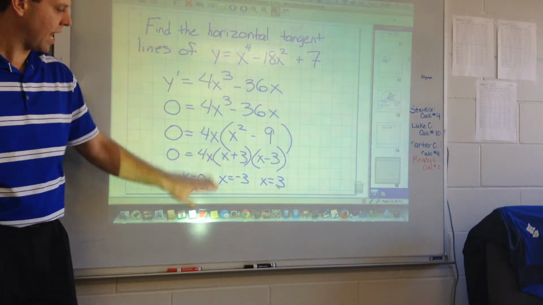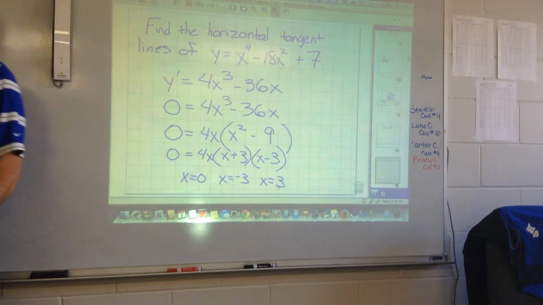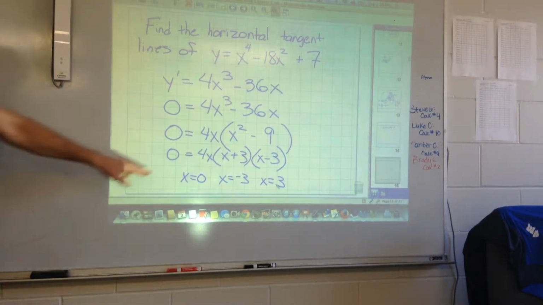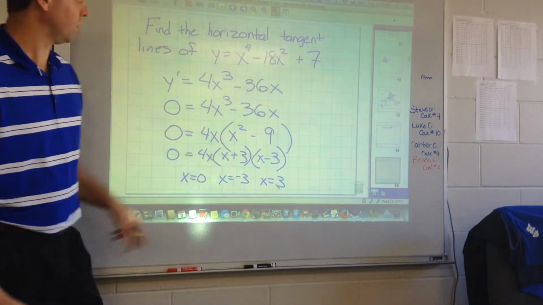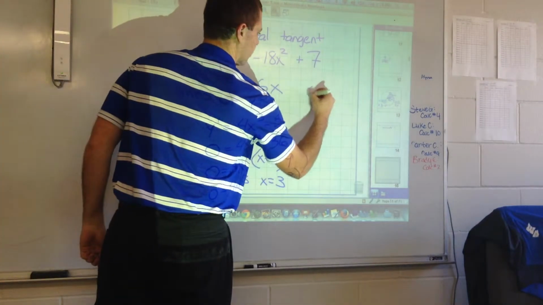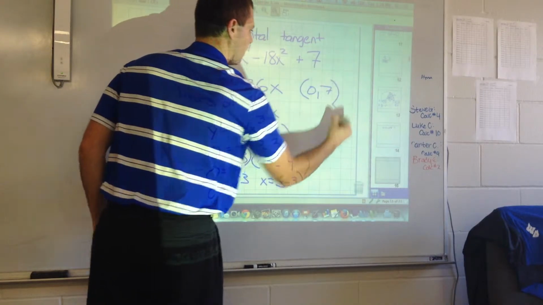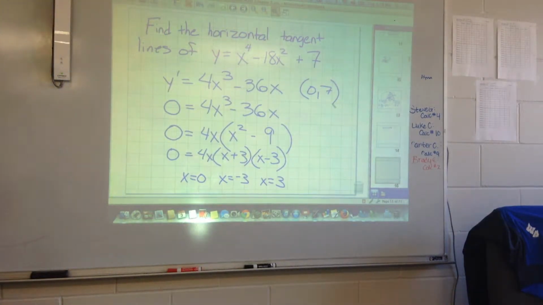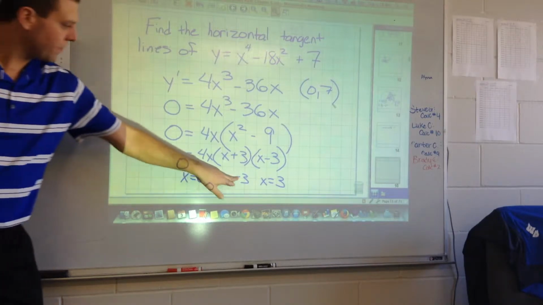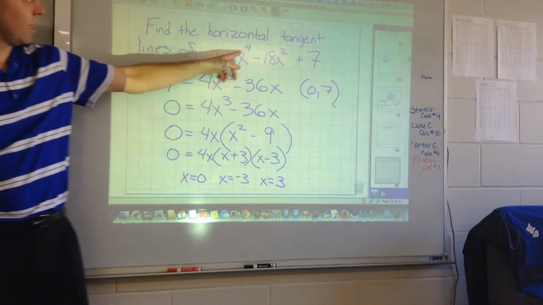Back into the original, not into the derivative, because if you put them into the derivative, what are you going to get? 0. So you want to put 0 into the original. Looks like you would get 0, 7. So at the point 0, 7, there's a horizontal tangent line. Okay, negative 3. Now that's 81.